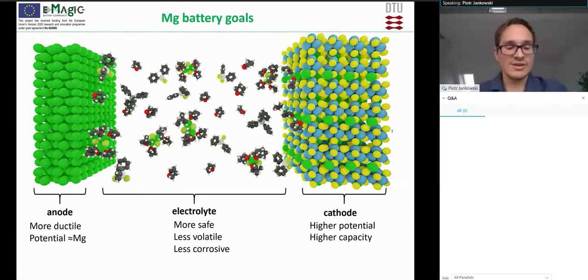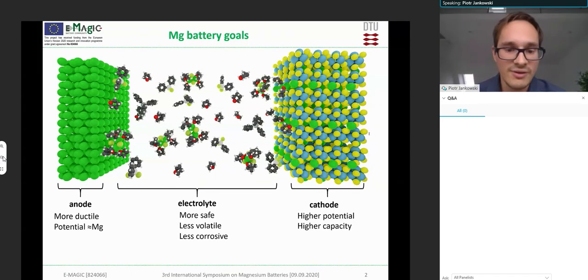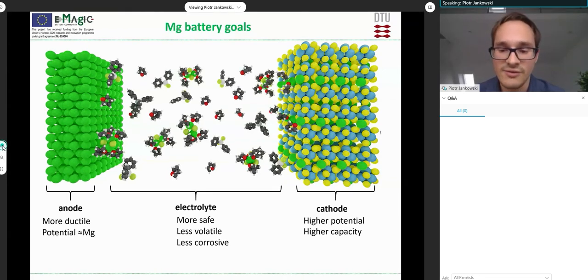So I'm going to skip the introduction to magnesium batteries because we heard a lot about this already. But at DTU, we are focused on the development of materials for all three parts of the batteries. And we can set some goals for all of these materials. But in general, when we think about the new batteries, we want them to be safe, to have a high capacity, and to provide a high difference in the voltage.